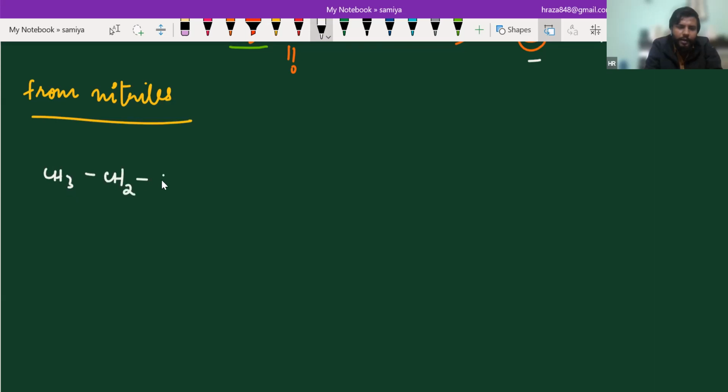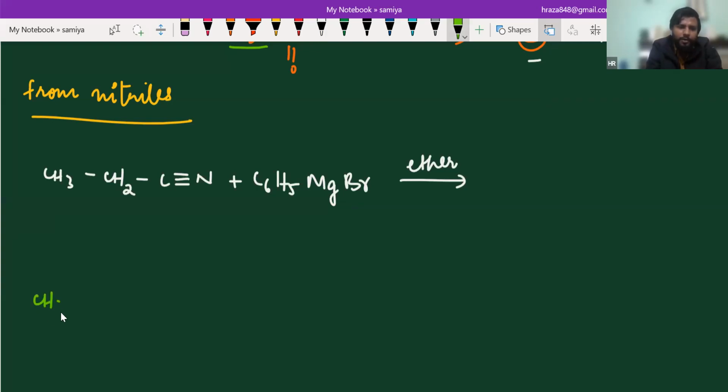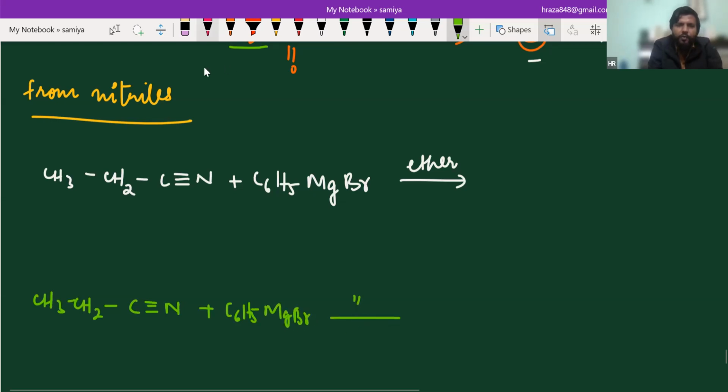You're going to use this cyanide, C≡N, and this is your C6H5MgBr, the Grignard reagent, reacting in the presence of ether. Then see what we will get. It's very easy to understand. If you have CH3CH2C≡N in the presence of C6H5MgBr in ether, what will happen? One of the bonds will be broken. Let me show you: this will have a negative sign, this will have a positive sign, and this will have a negative sign, and this will have a positive sign. Yes or no?